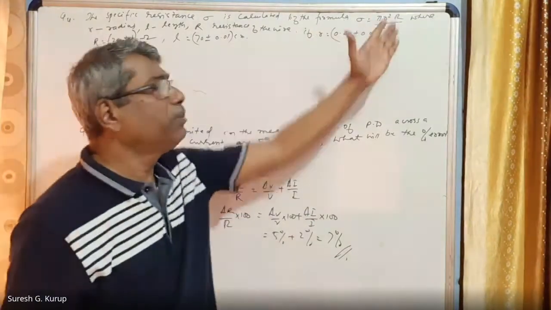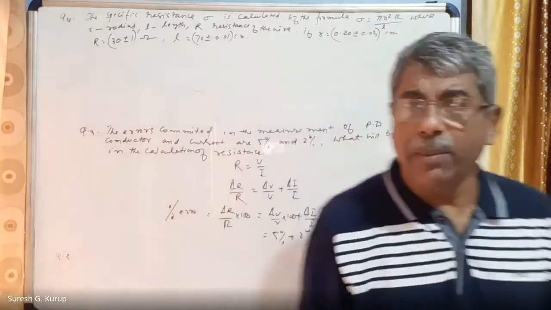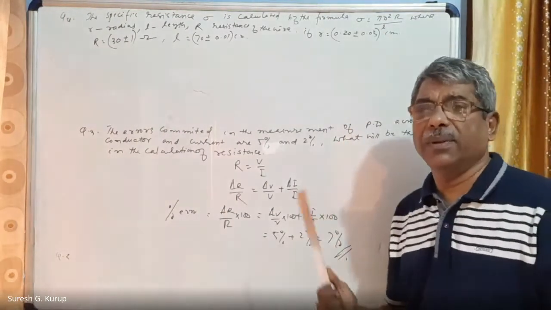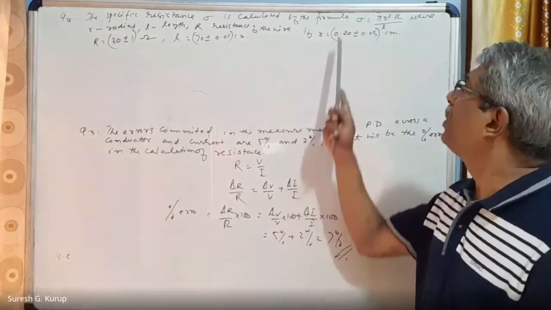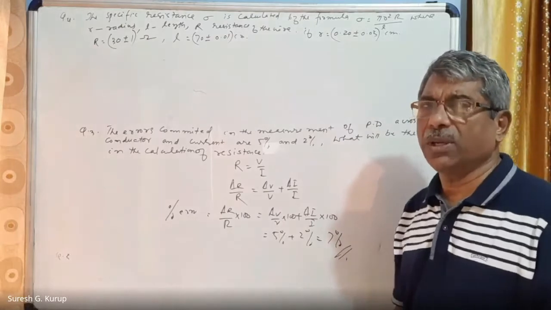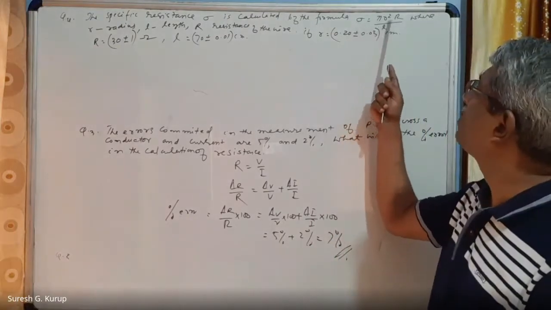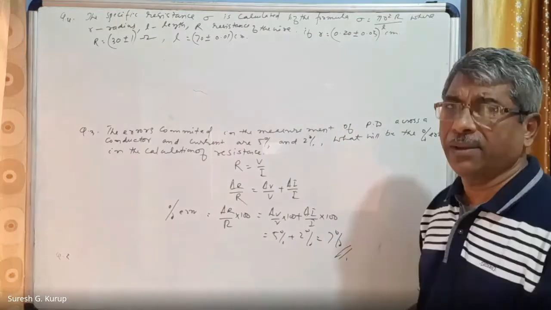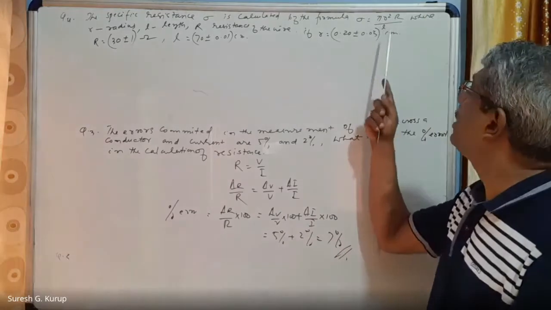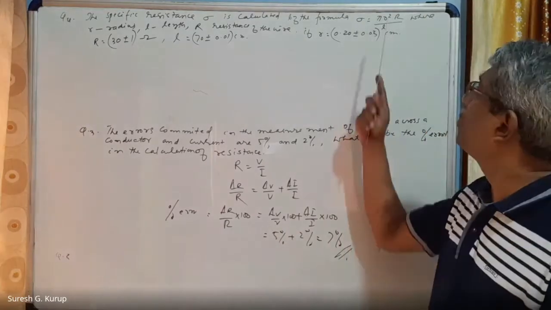The formula is this: sigma is equal to pi r square into capital R divided by L. You can remember this formula also. This is the most famous relation for specific resistance. It is sometimes called resistivity also. In class 10, we have studied that. Pi r square means area of cross section of the wire, R is the resistance and L is the length of the wire. So specific resistance is calculated using this formula.